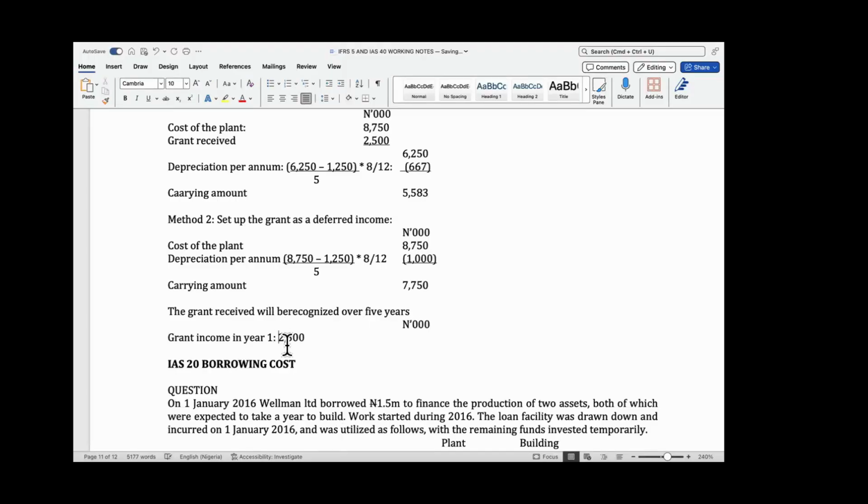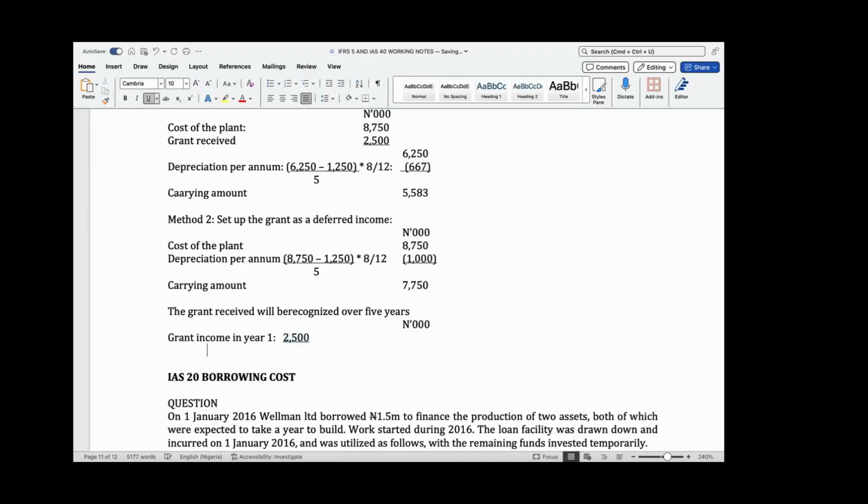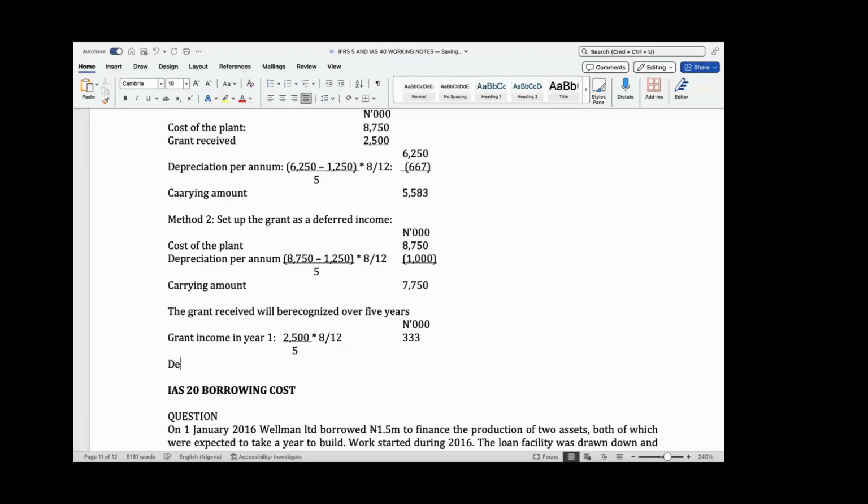$2.5 million divided by 5 years. A lot of people will forget to prorate this one too. They might just do divided by 5. You're supposed to prorate it. So that's 333.3. Okay, let's approximate.